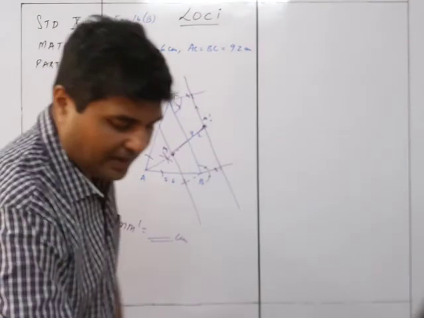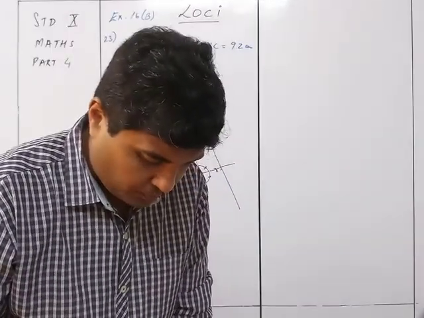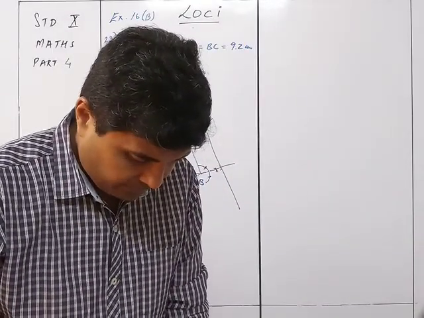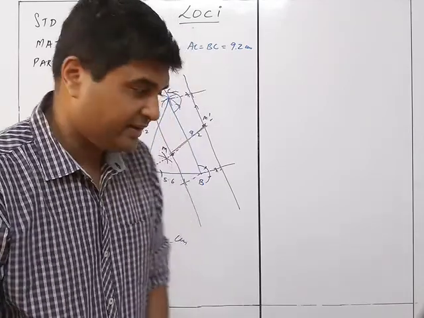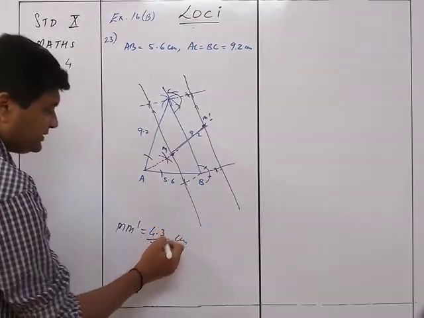As per the answer given at the back side, for sum 23 it should be 4.3 centimeters. It is 4.3 centimeters.